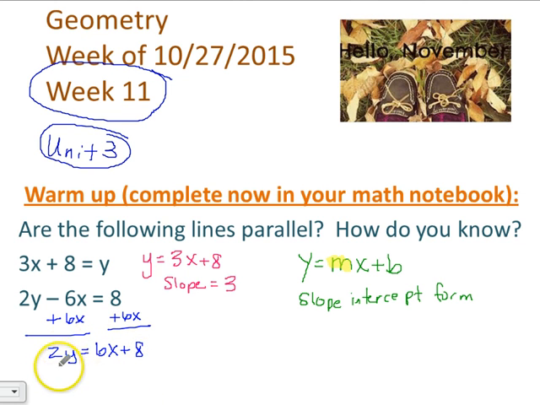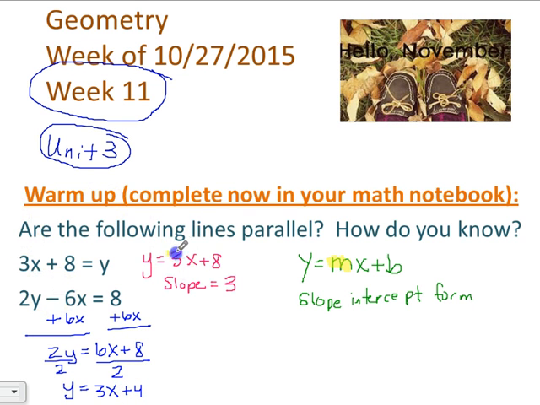And then to get y all alone, we're going to divide by 2, and then we're going to divide this whole right side by 2 as well. And we're going to get y equals, we want to divide each term by 2. So we're going to take 6x divided by 2, which is going to give us 3x. 8 divided by 2 is 4. So now we've got this equation in slope-intercept form as well.